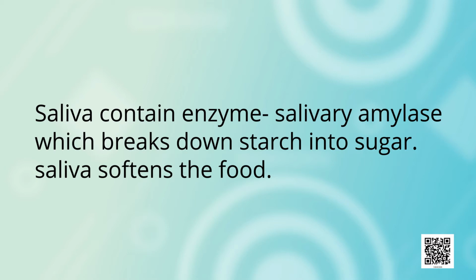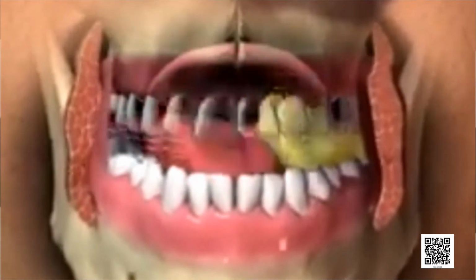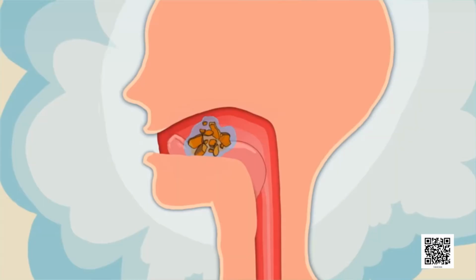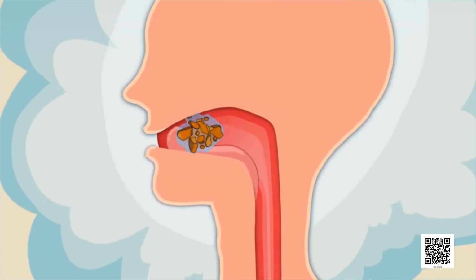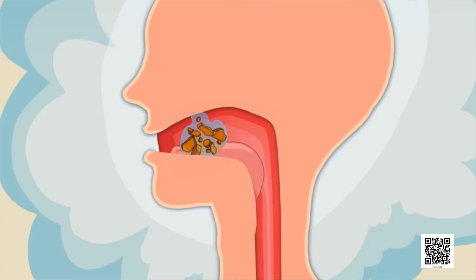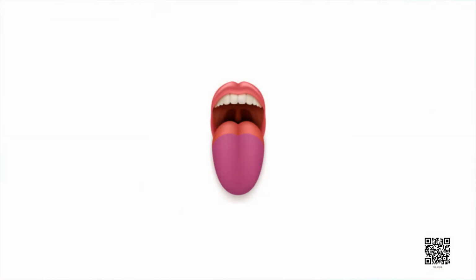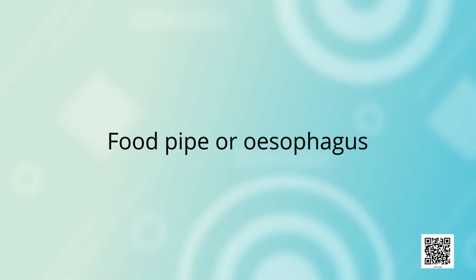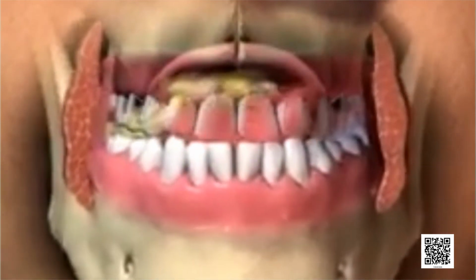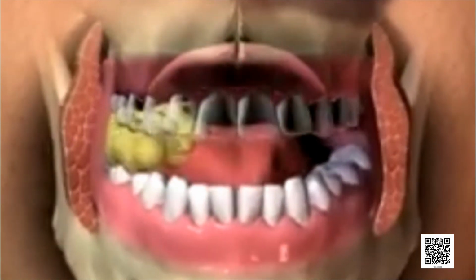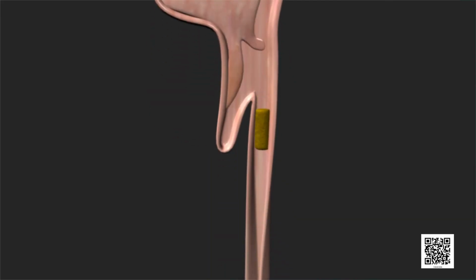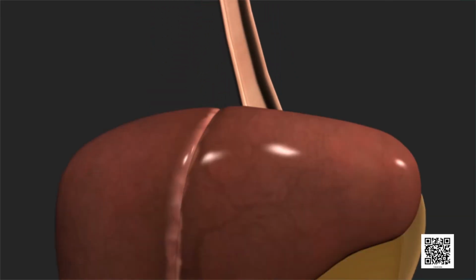The next part is the tongue. The tongue is a fleshy, muscular organ attached at the back to the floor of the buccal cavity. It is free at the front and can be moved in all directions. It has taste buds that detect different tastes of food like salty, bitter, sweet, and sour. Food pipe or esophagus. The swallowed food passes into the food pipe or esophagus. Food is pushed down by movement of the wall of the esophagus.